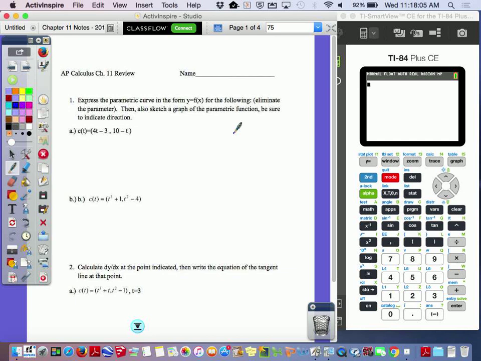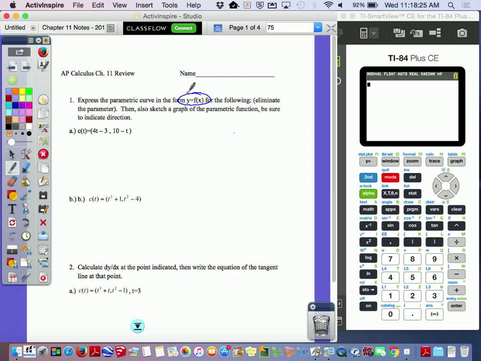Number 1 on the review, it says express the parametric curve in the form y equals f of x for the following. And also sketch a graph of the parametric function. Be sure to indicate direction. So the way that we're going to first write out our equation in y equals f of x form is we're going to do something called eliminate the parameter.